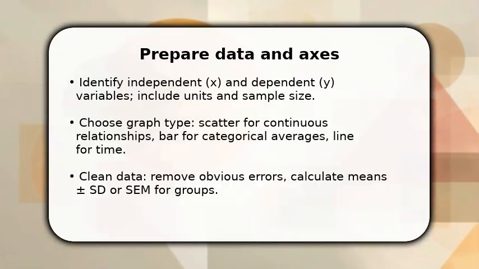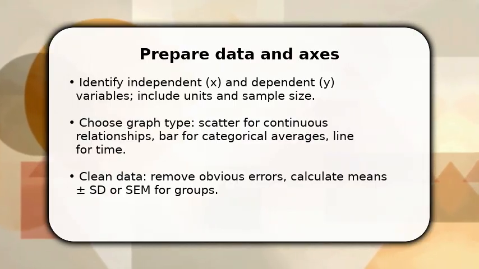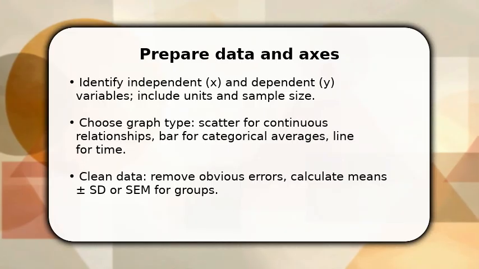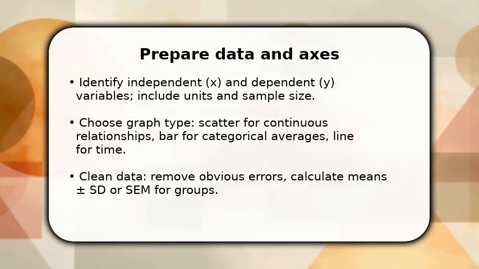You start by confirming variables and units so your graph communicates clearly. Label axes with units and sample size. Once done, pick the graph type based on your question. Scatter for correlations, bars for group comparisons, lines for time courses.